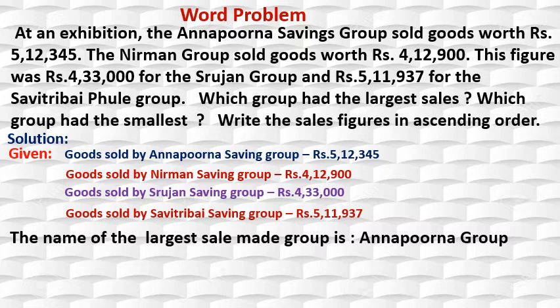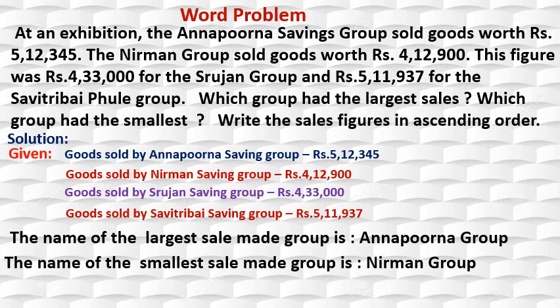We will move to the second one. Which group had the smallest? Now which is the smallest figure here? Yes students, you are right. That is nothing but Nirmana. The name of the smallest sale made group is Nirmana group. That is rupees 4,12,900. Correct? That is the smallest figure.